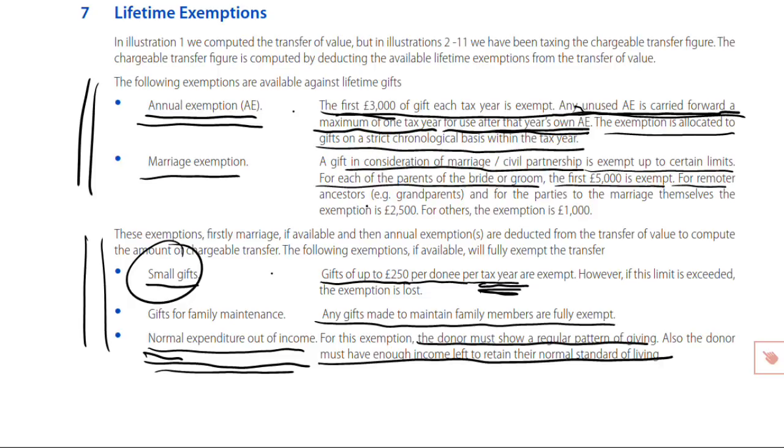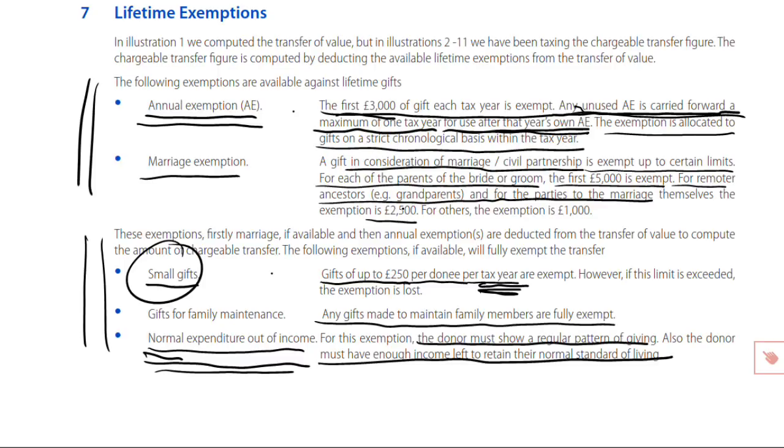For remoter ancestors, for example, grandparents giving to their grandchildren, and indeed, we'll talk about this one in a moment, for parties to the marriage themselves, the exemption is £2,500. So grandparent giving to grandchild, up to £2,500 exempt. Again, with these exemptions, if you go above the level of the exemption, you simply deduct the level of that exemption. You deduct £5,000 if you are the parent of either the bride or the groom. You deduct £2,500 from whatever is the transfer of value if you are the grandparent of either the bride or the groom.